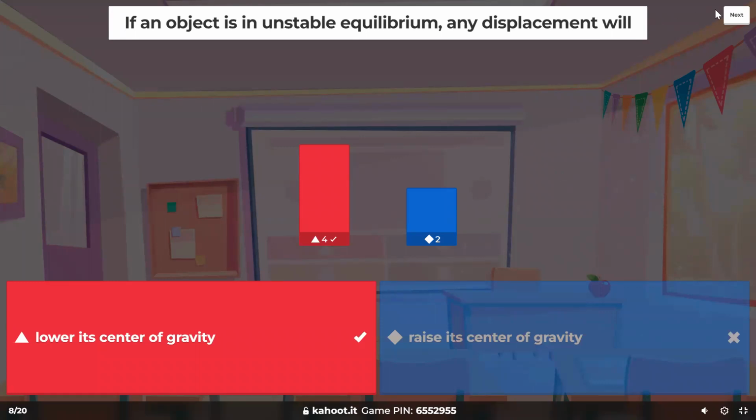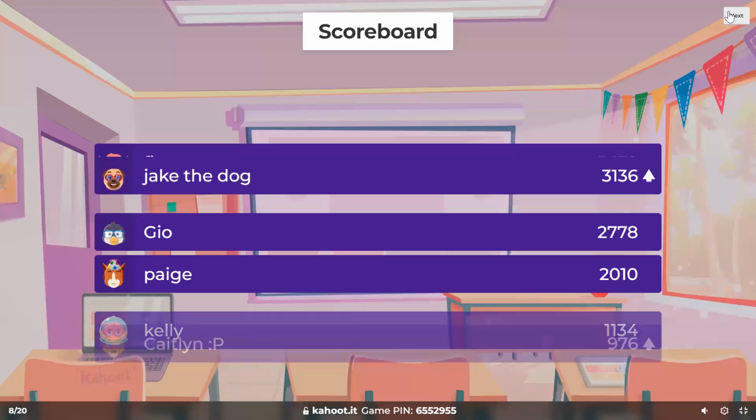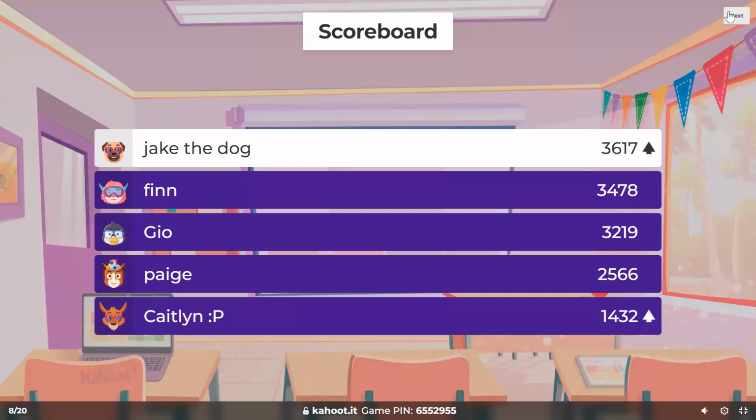All right. I got Caitlin, Paige, Geo, Finn, Jake the dog.